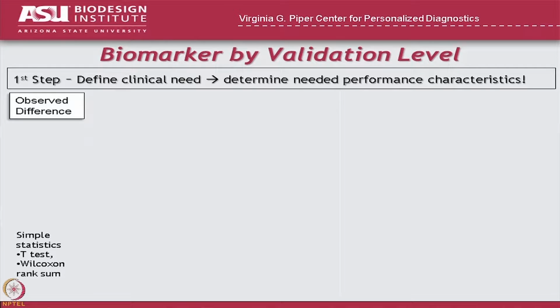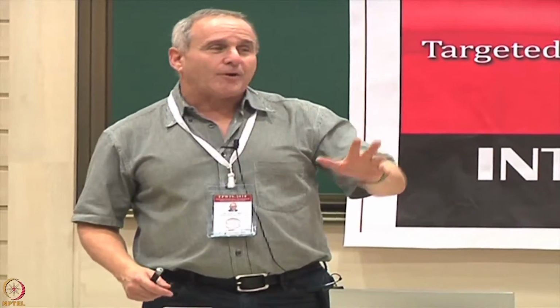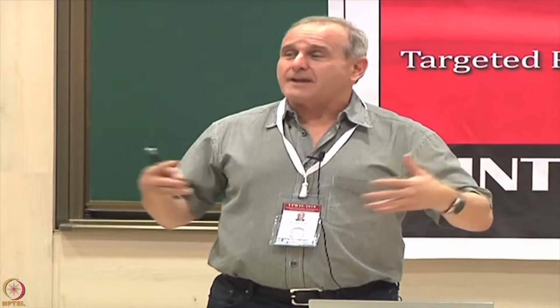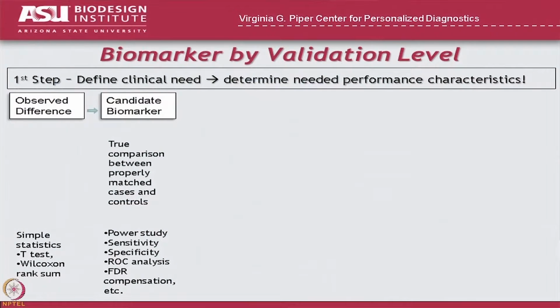And the type of statistics you might do are simple statistics. You might do a t-test, you might do a Wilcoxon rank test, something simple to confirm that those two values are different. But that's not a marker yet. So now how do you go about getting a marker? The next step is you need to say, okay, I think I have a biomarker. Now I need to do a larger scale comparison. I have to look at more people. And so we would call that a candidate biomarker, and we'll do a comparison between properly matched cases and controls.